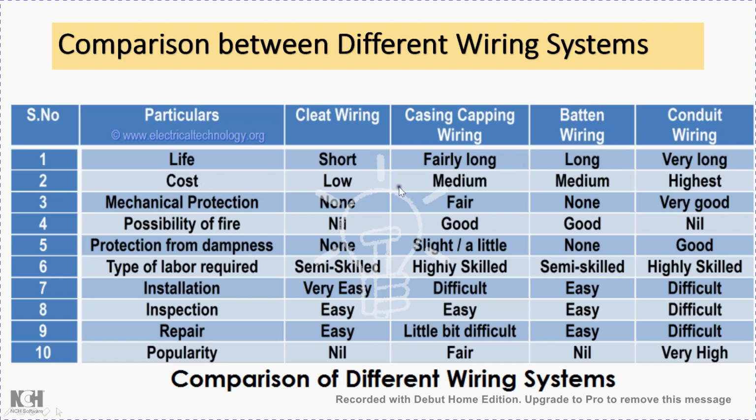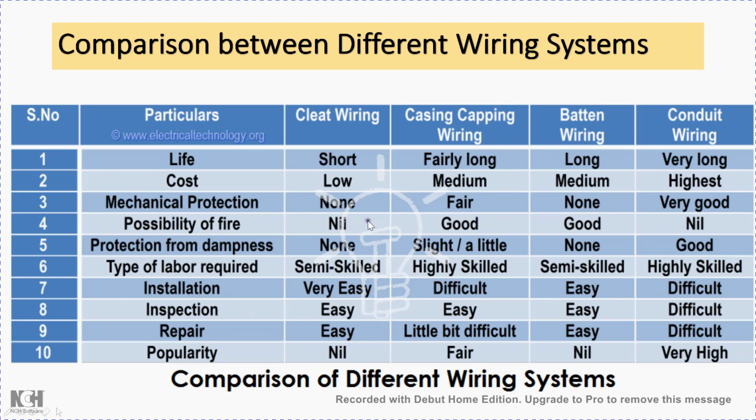Then cost wise, cleat wiring is obviously advantageous as it is low cost, then casing capping is medium, batten wiring is also medium, but conduit wiring is highest. So with respect to cost only, it is, you can say, disadvantageous, but we are paying the cost for additional benefits which these other wirings are not going to provide, and they are not safe also. Then also mechanical protection. Here there is no mechanical protection, here a little bit, here also not any mechanical protection, but in case of conduit it is very good.